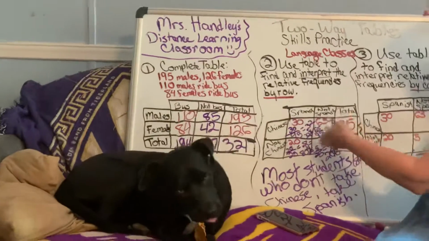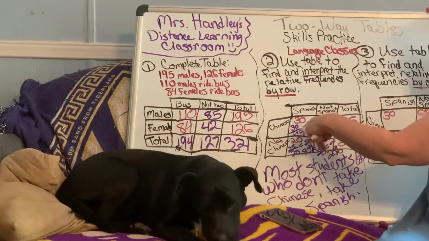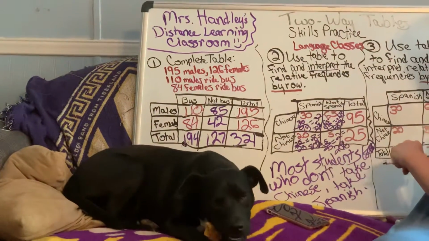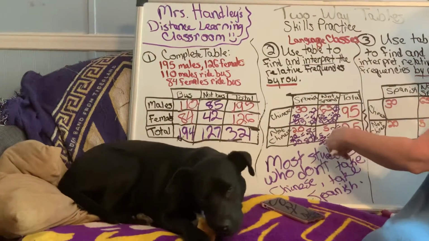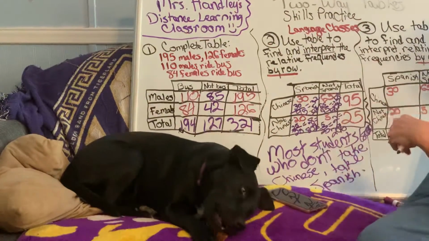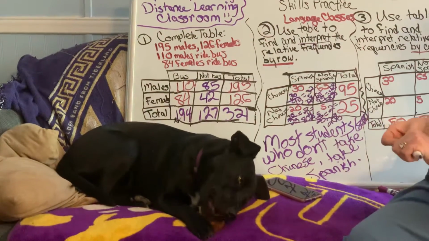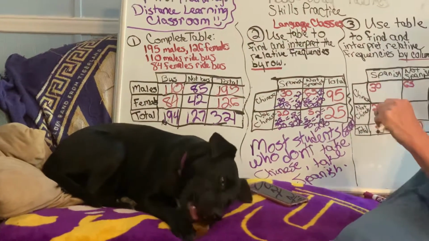Pick out something. You could say 32% of the students take Chinese and Spanish. 20% of the students don't take either. Maybe they're taking French. Okay, so you can pick out anything. Interpreting means, what does it mean to you? What do you notice? What piece of data do you notice the most?